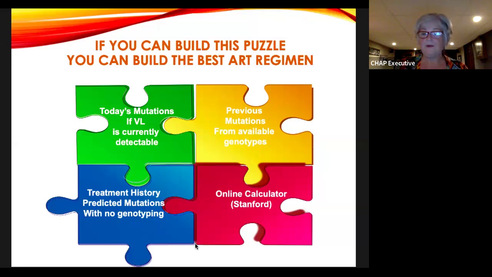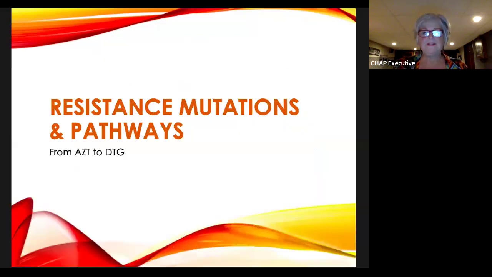And we also know that we really do need to have this puzzle as complete as possible before we get expert analysis from the Stanford program that I shared with you in part 2. So I hope this last segment will give you a few tips and tricks that may help you feel a bit more educated in the guesswork that is often needed to complete the second last and most challenging blue piece of the puzzle. And that is predicting mutations when we have no genotype data.